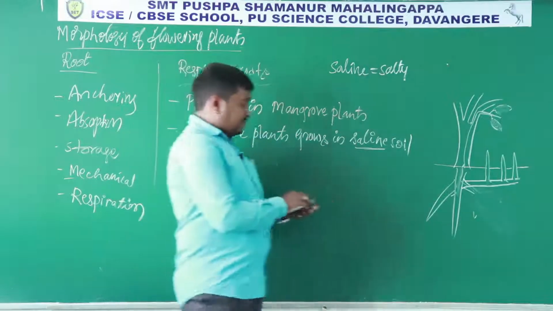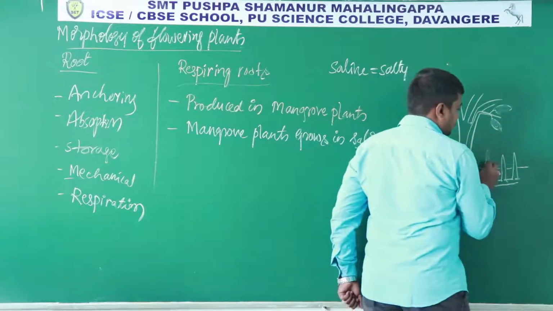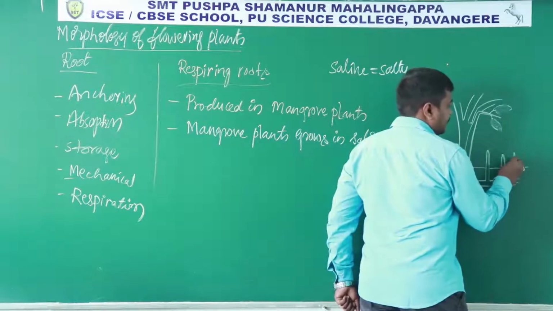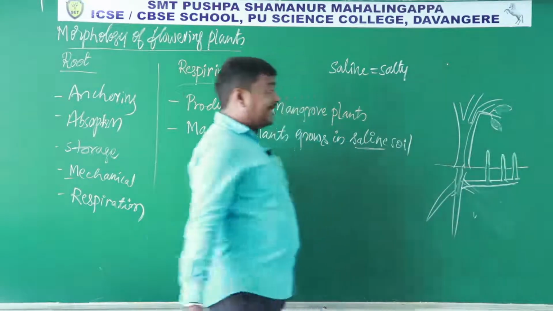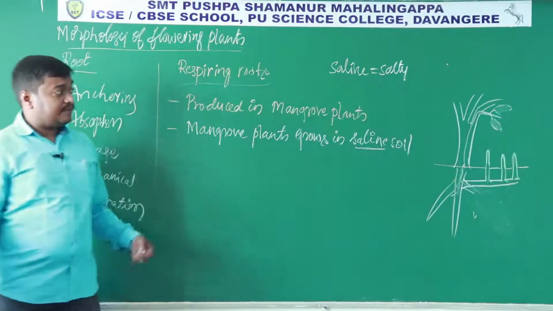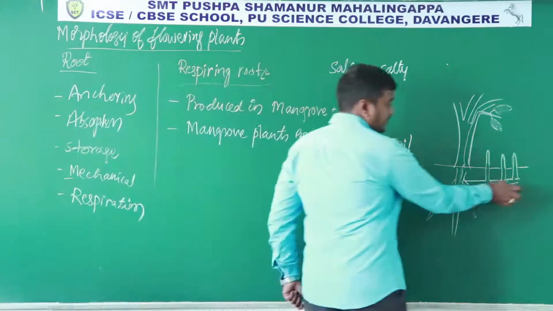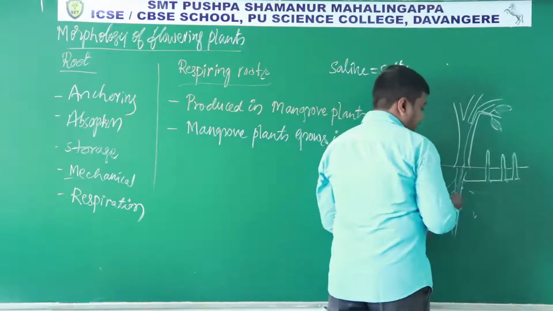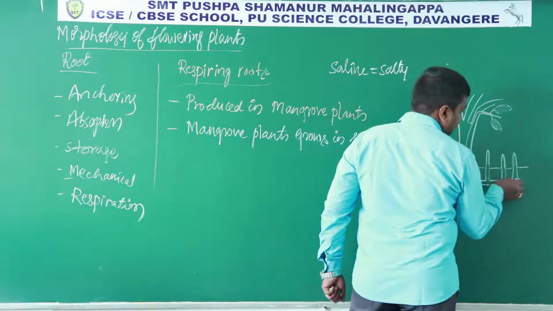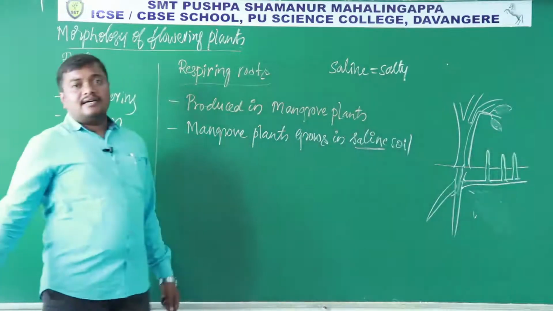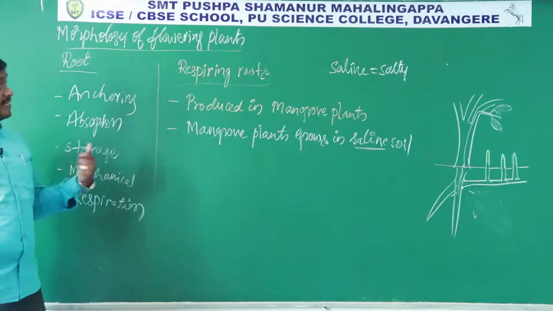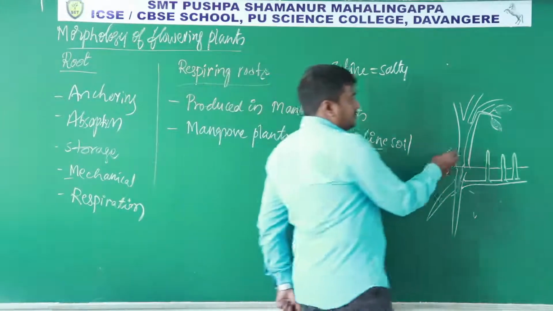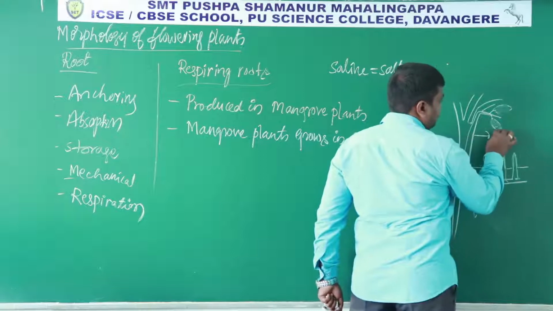Okay, and these roots help in gaseous exchange. So these are the vertical roots which are produced from the root itself under the soil, and they come out and help in respiration. So that's the reason why they are called respiring roots. Okay, so this is the mangrove plant.